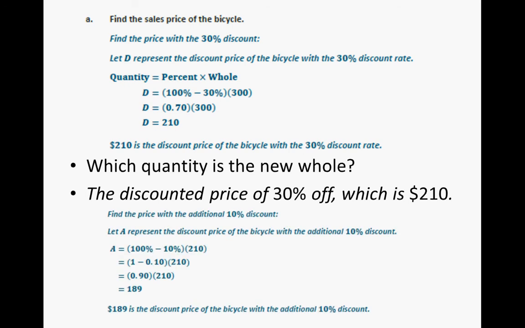So now we're going to find the price with the additional 10% discount. We're going to let A represent the discounted price of the bicycle with the additional 10% discount. So again, since $210 is 100%, it is still 100% minus 10%. So when we do that, 100% minus 10% is 90%, which is 90 hundredths. When we multiply that by 210, we get 189. So $189 is the discounted price of the bicycle with the additional 10% discount.